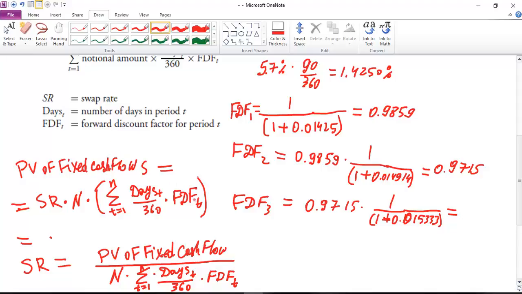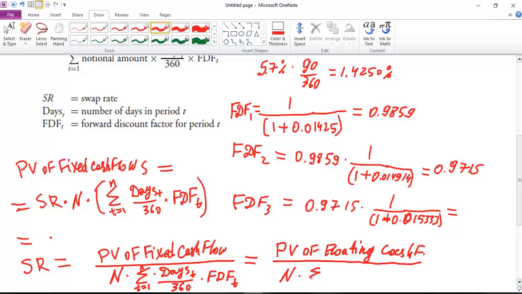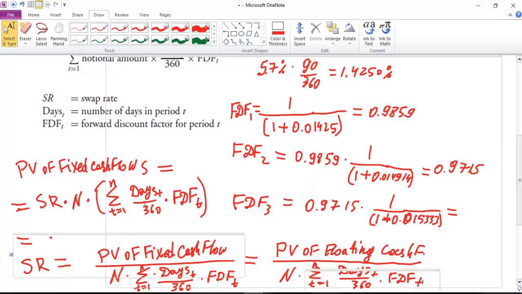So we're just saying that because the PV of fixed cash flow is equal to the PV of floating cash flow, this should be true of the floating cash flow. So it's the same thing in the denominator. The denominator is the same: the sum from 1 to N of days T divided by 360 times FDF T. We're just transforming the same formula here.